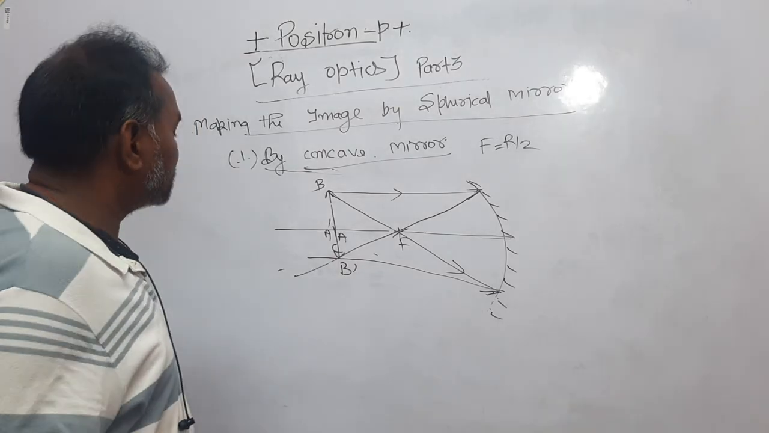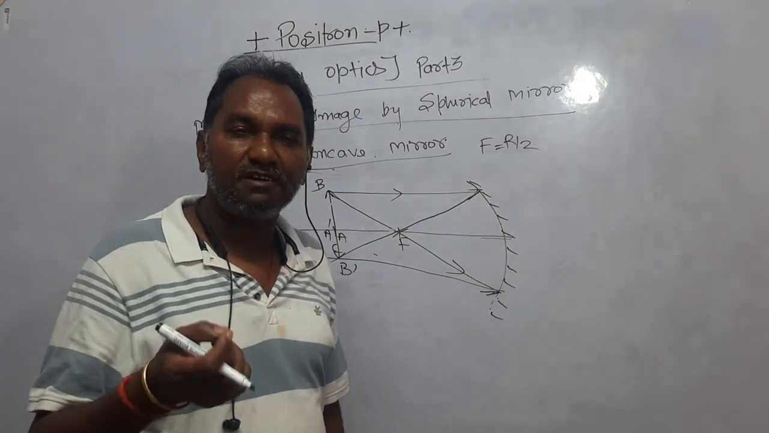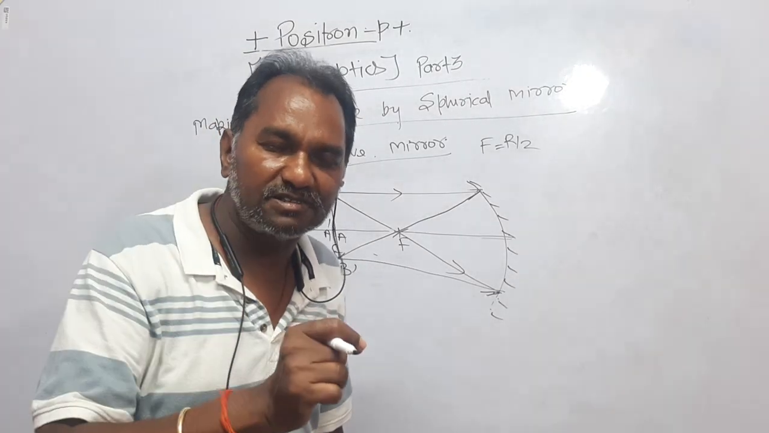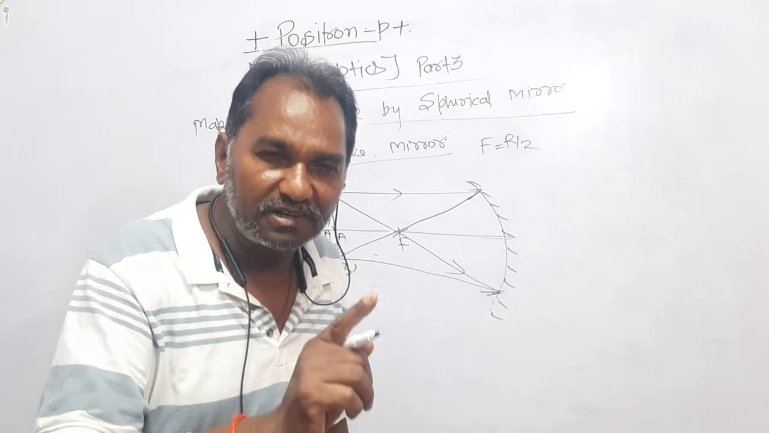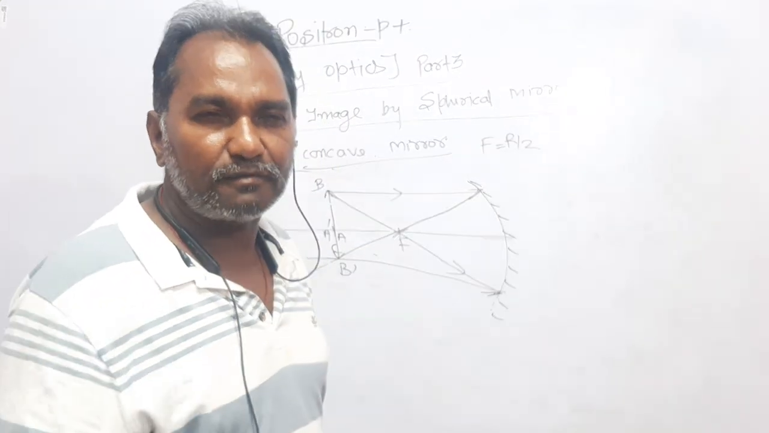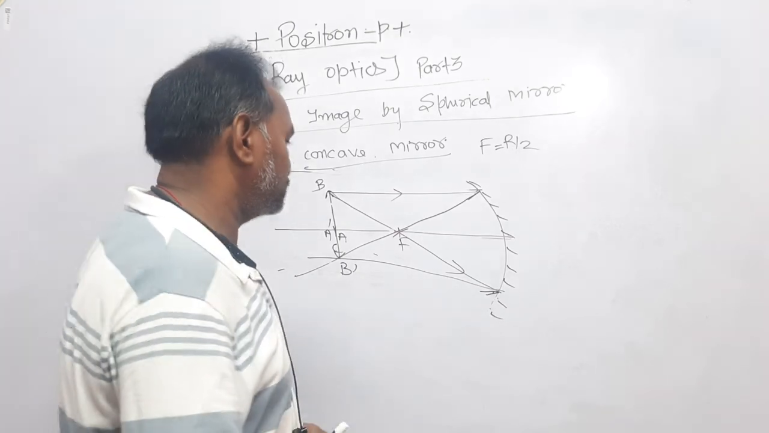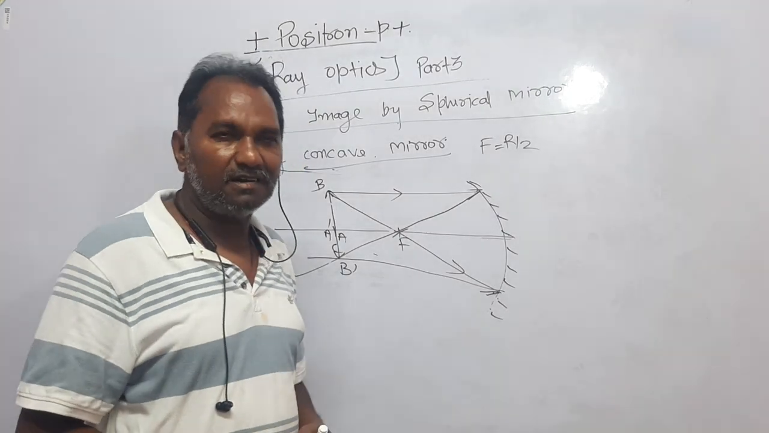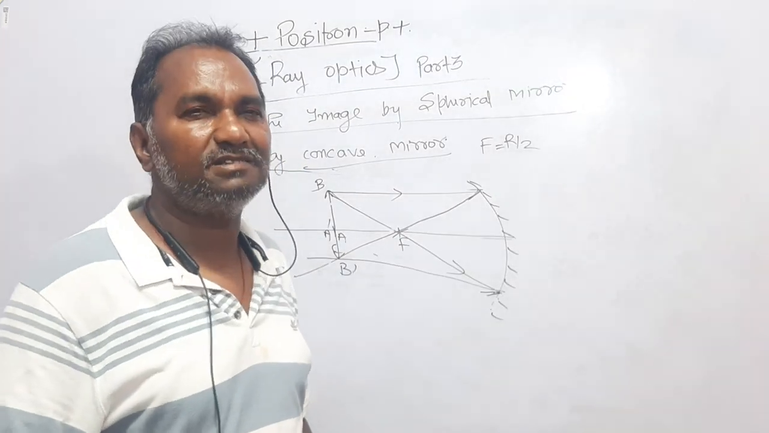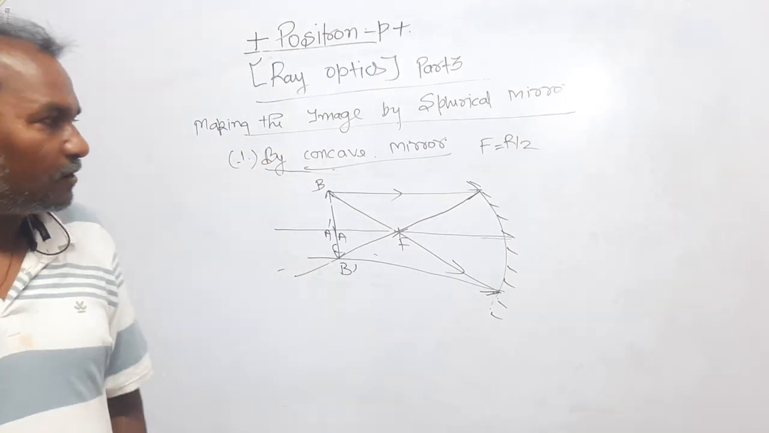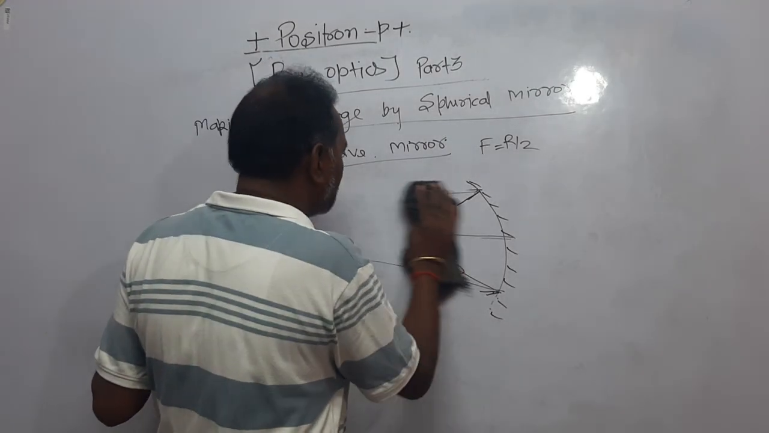So when the object is kept at the center of curvature, the image will be created at the center of curvature, inverted, and the height or size of the image will be equal to the size of the object, right? It is real, inverted and equal in size to the object. Now, dear students, let's move further.